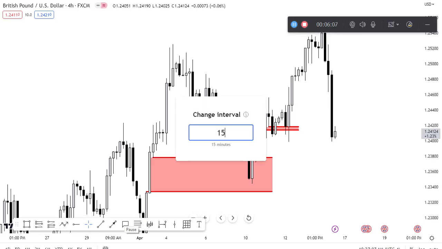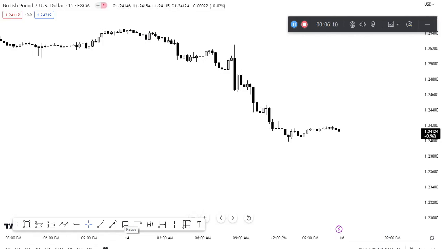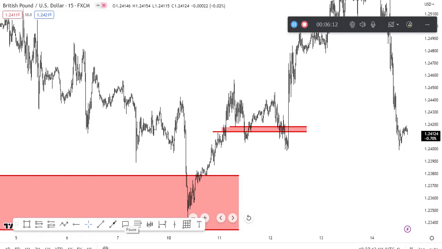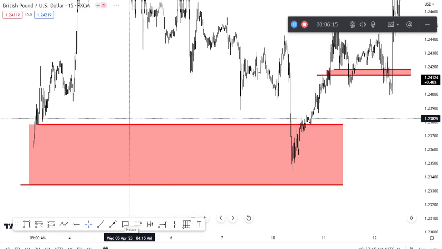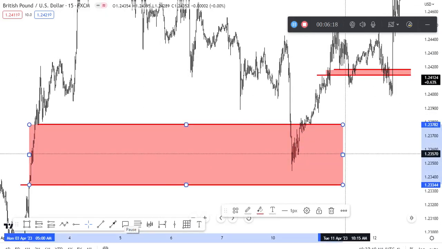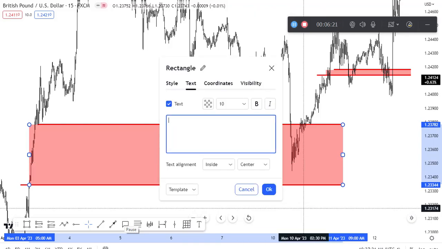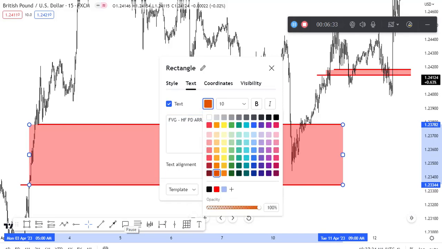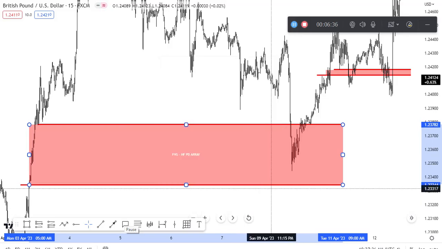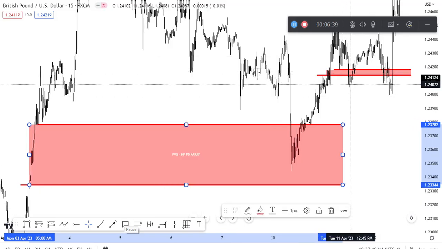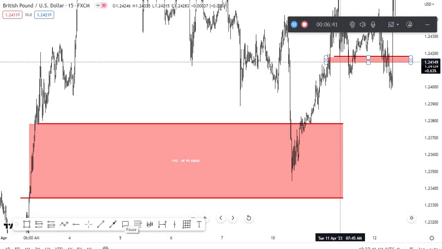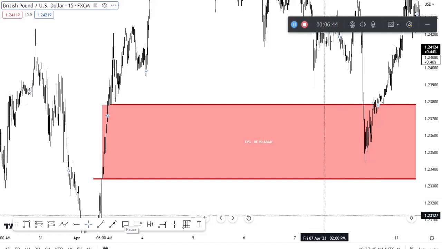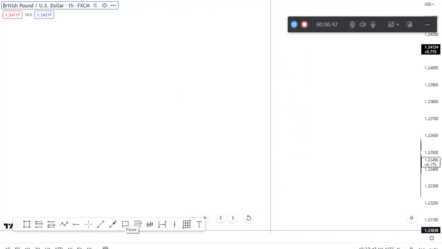So if we identify these zones on a larger time frame, then on a smaller time frame, for example the 15-minute time frame, this whole fair value gap will be regarded as a PD array, in which it's a higher time frame fair value gap. So you can identify it as fair value gap, higher time frame, PD array. Same goes for the one above here, but we're mainly gonna focus on this one because it's cleaner.